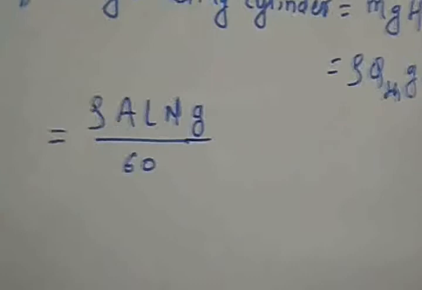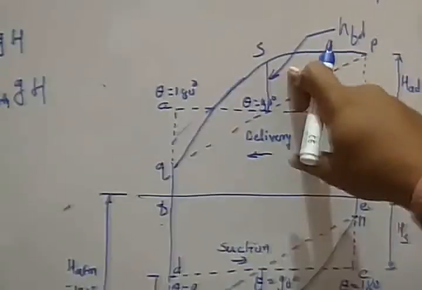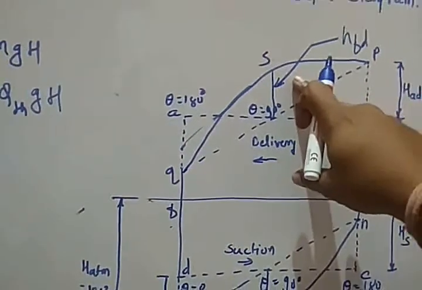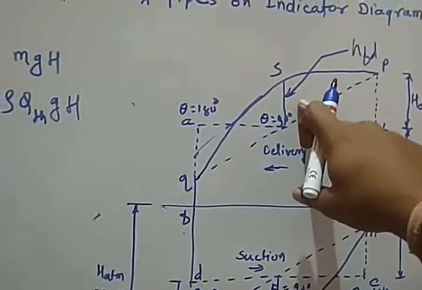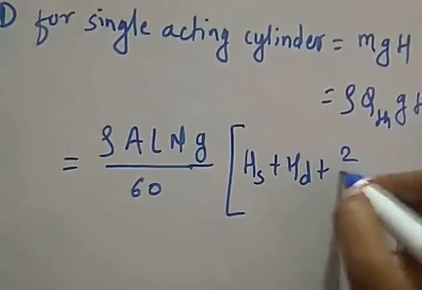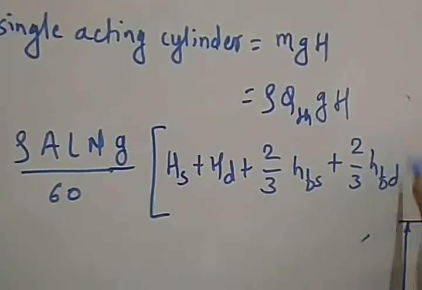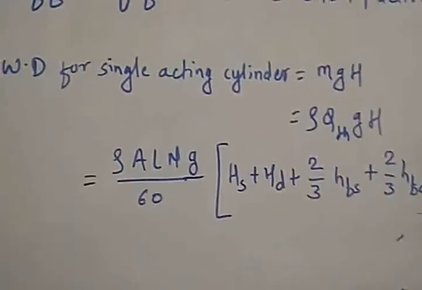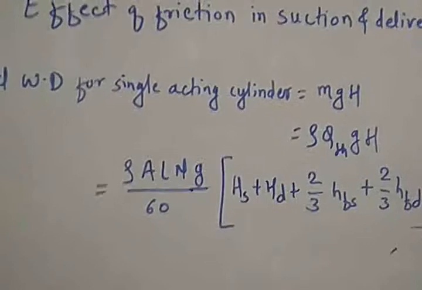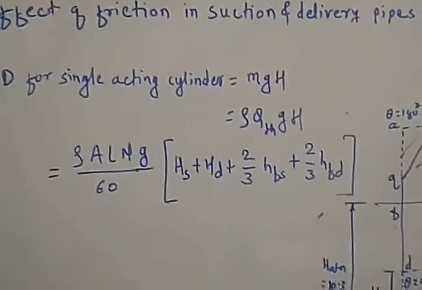And the head over here will be HS plus HD plus, as this is a parabola, we will take the mean ordinate, which is 2/3 of the maximum ordinate. So the head is HS plus HD plus 2/3 of HFS plus 2/3 of HFD. So the total work done for a single acting cylinder is rho g ALN by 60, into HS plus HD plus 2/3 of HFS plus 2/3 of HFD.